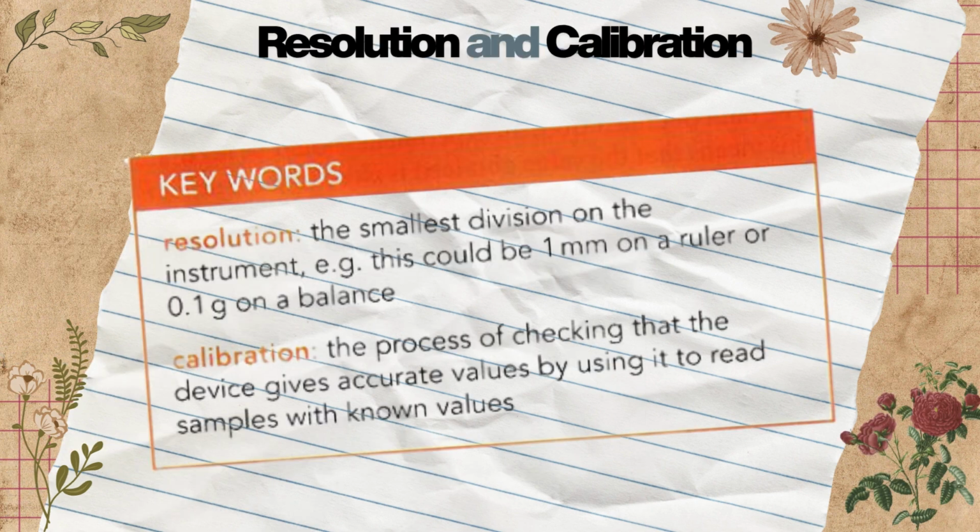Resolution and calibration. We can see the definitions here also. Resolution is the smallest division on the instrument, the smallest measurement which it can measure. Like 1 millimeter on a ruler or 0.1 gram on a balance. Calibration is the process of checking that the device gives accurate values by using it to read samples of known values.